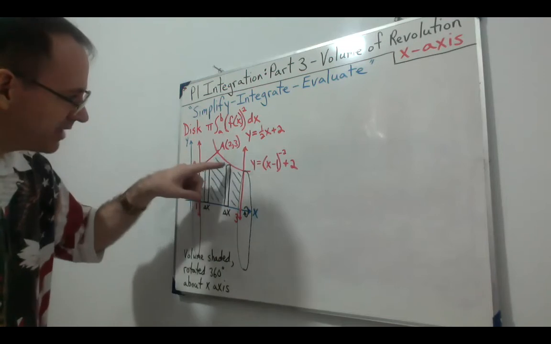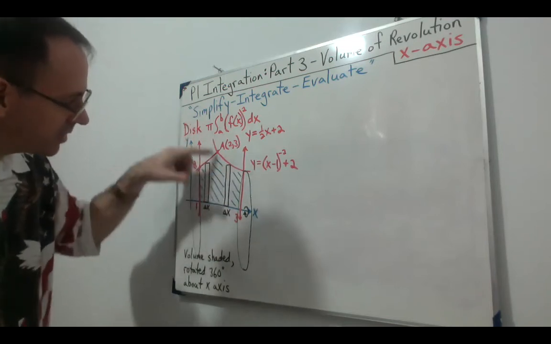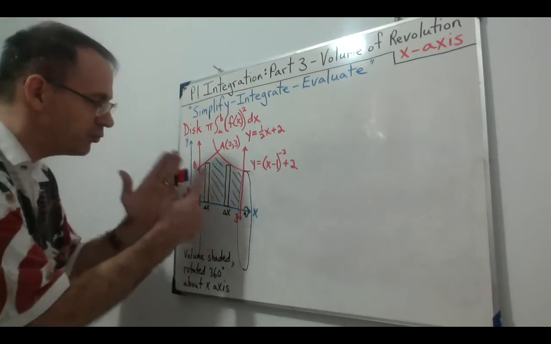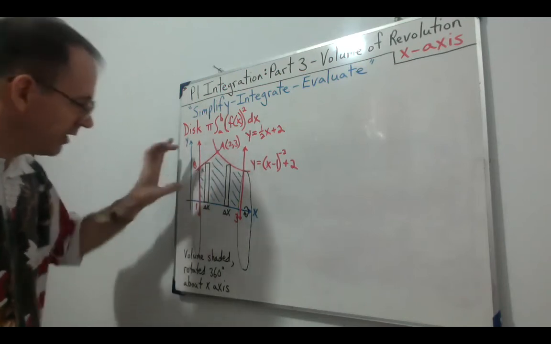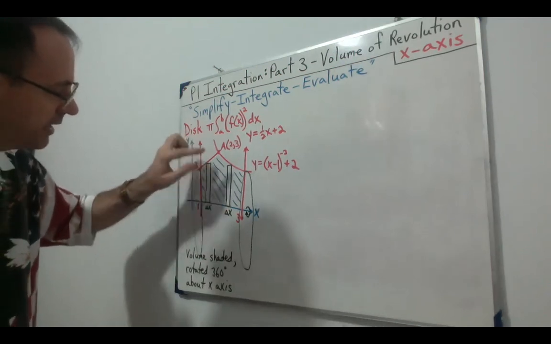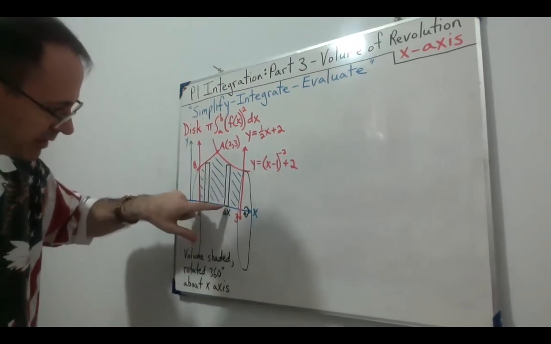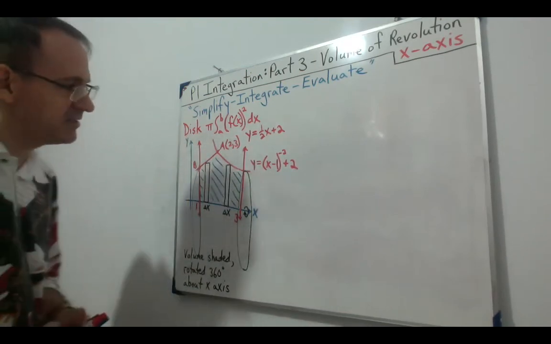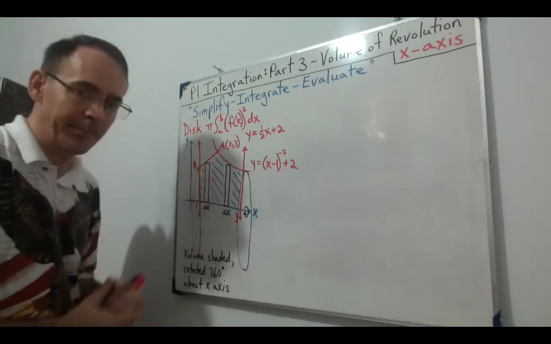The line does not determine the height of this one, and the curve does not determine the height of this one. So I need two representative rectangles, one to show the connection between the x-axis and this function, and one to show the connection between the x-axis and the curve. So what that means is we're going to have to divide up our boundaries.